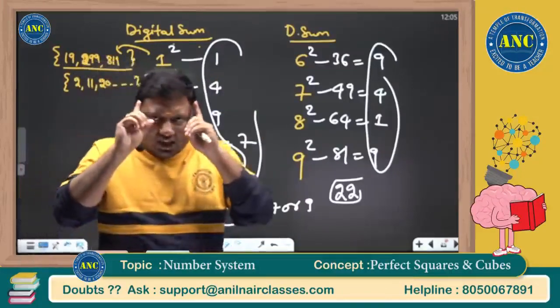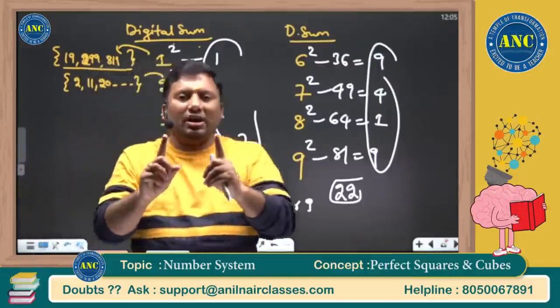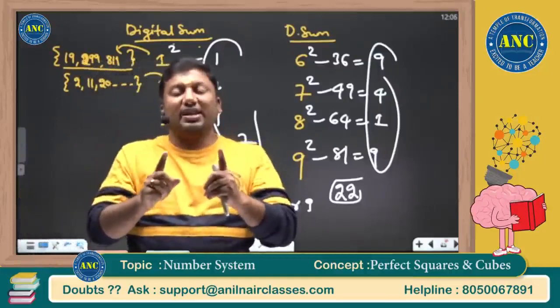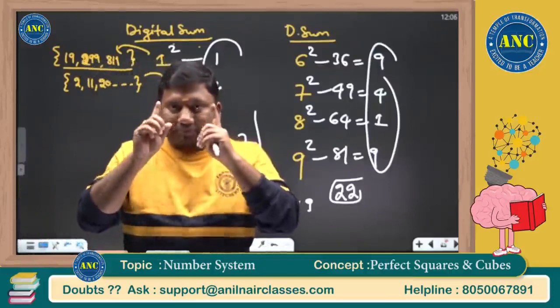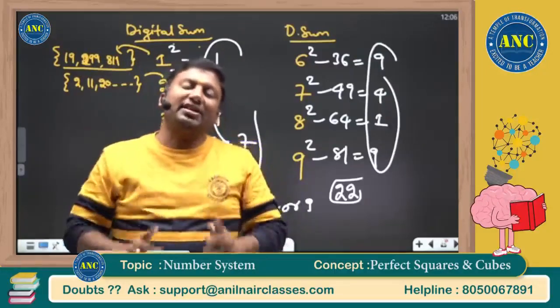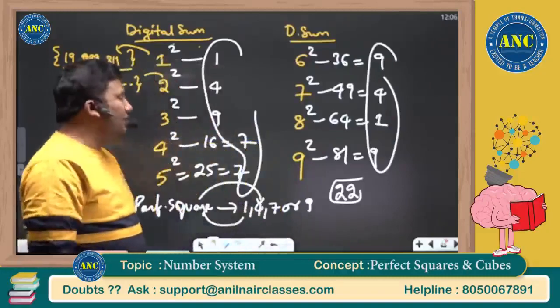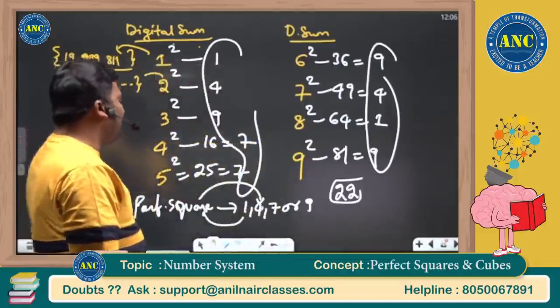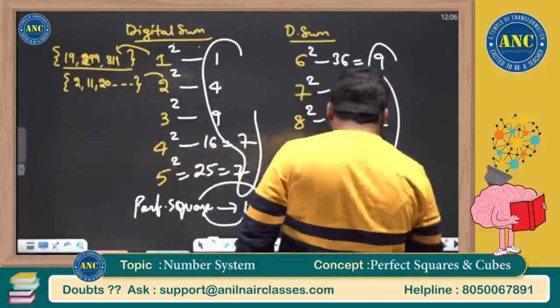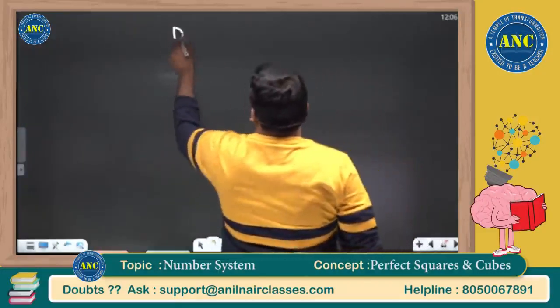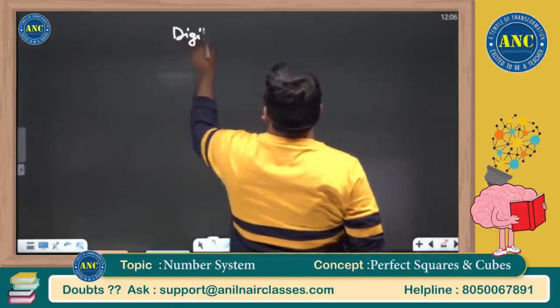If you are asked to check whether a number is a perfect square or not, use the digital sum. If the digital sum is any digit other than 1, 4, 7 or 9, then it is not a perfect square. Now, remember everything about digital sum.